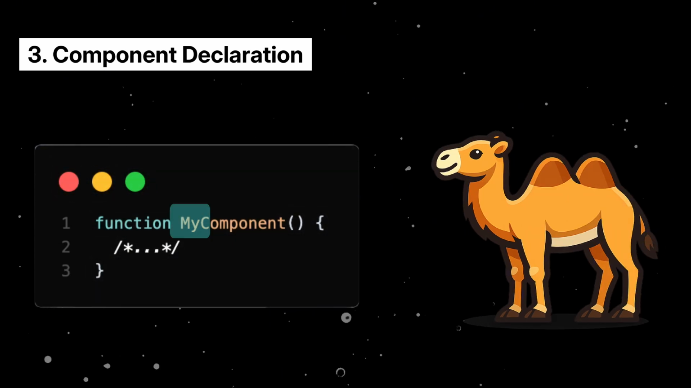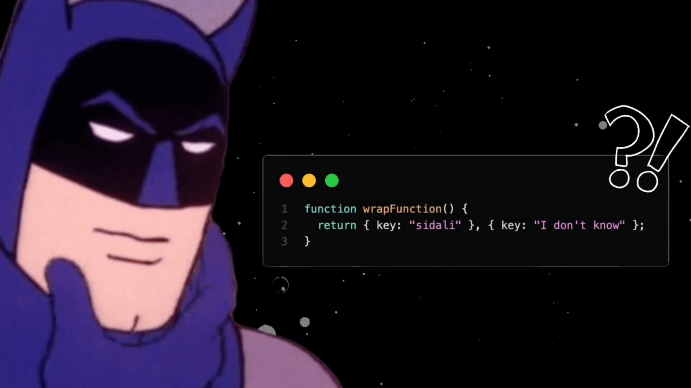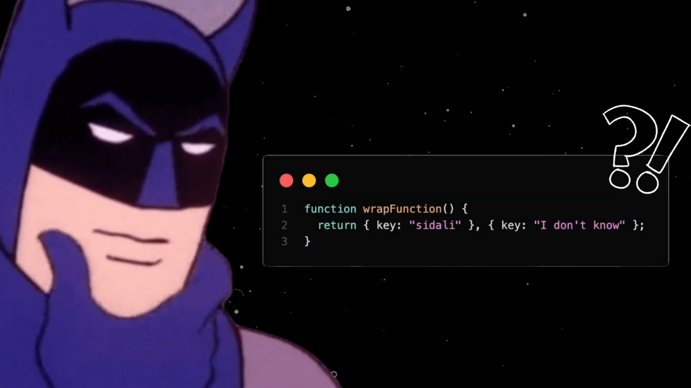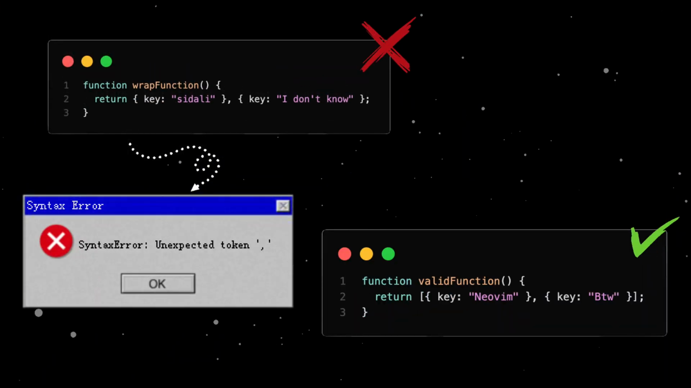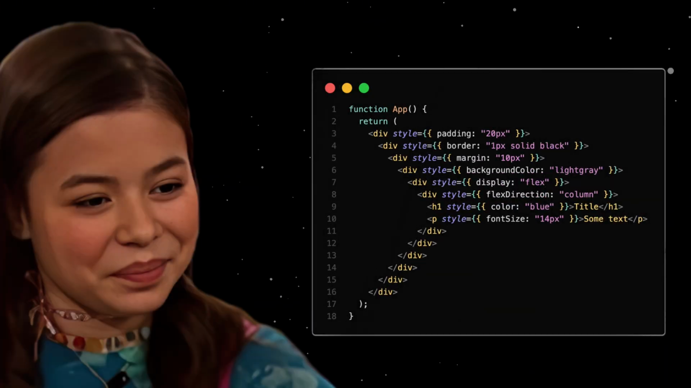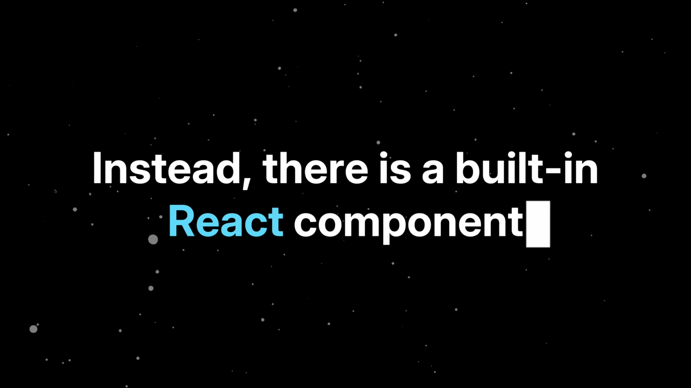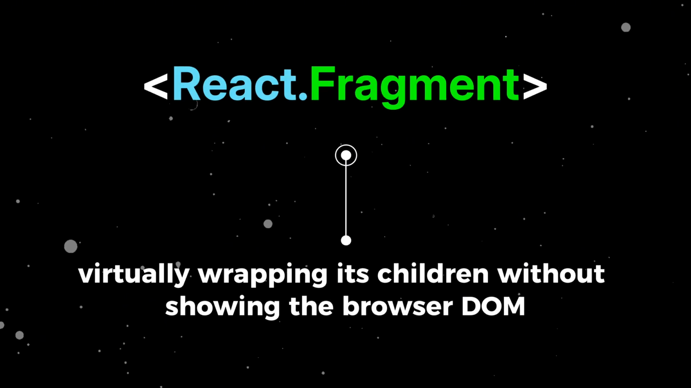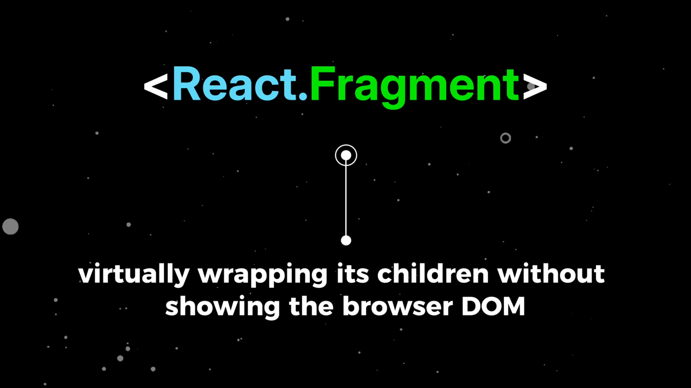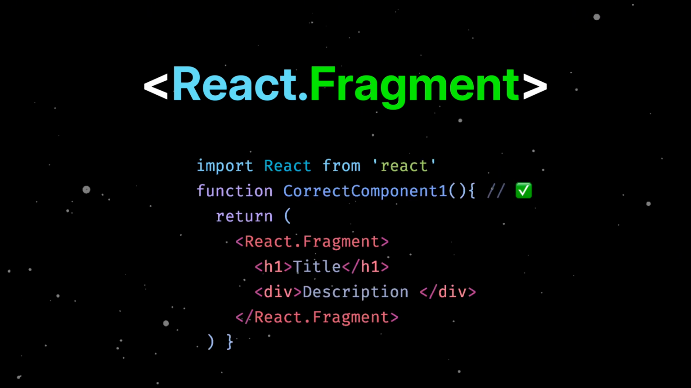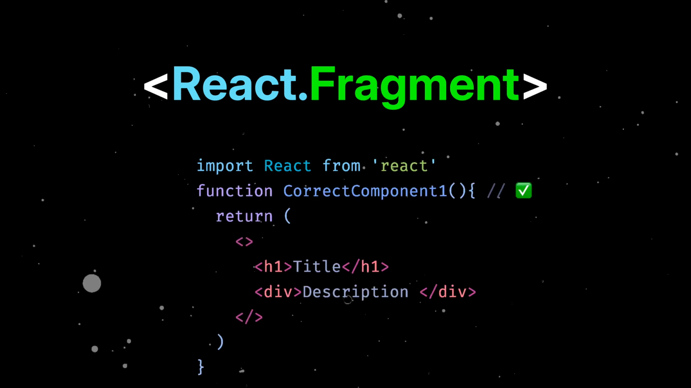Moreover, when declaring a component, we also must do it in PascalCase, while making sure that the first character is in uppercase. Now, let me ask you a question. Can a JavaScript function return multiple objects without wrapping them in an array or a parent object? No, that's a syntax error, right? Using a div as a wrapper can be annoying sometimes, especially when styling elements. Instead, there is a built-in React component that literally does nothing but virtually wrapping its children without even showing in the browser DOM. You can use it this way, or more concisely using empty tags.